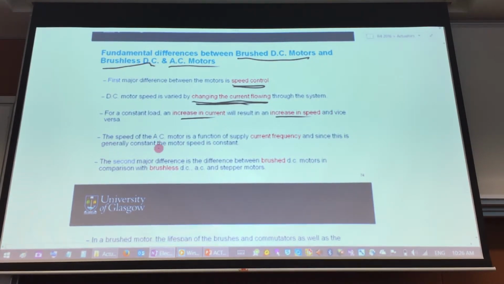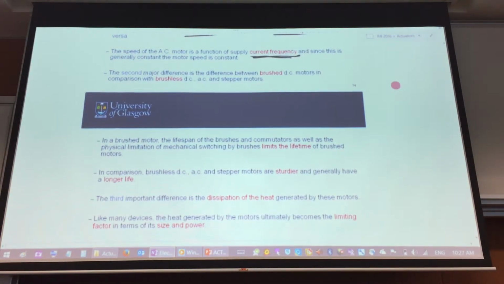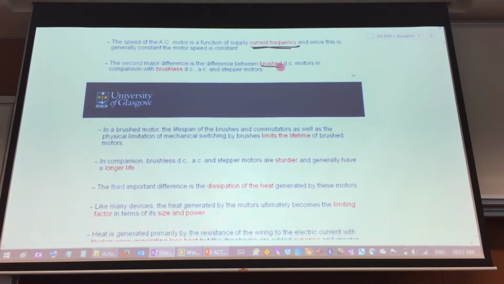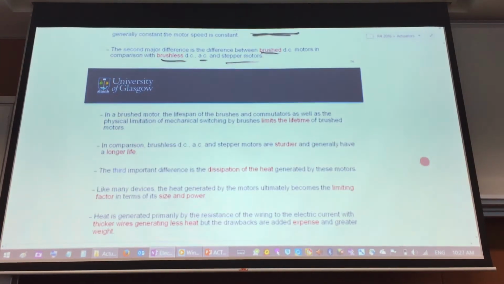The speed of the AC motor, conversely, is a function of the frequency of that synchronous activation of that coil. So that's where it's different, right? The speed for the DC motor is controlled by current, but for this one it's on the synchronous activation of the coil.